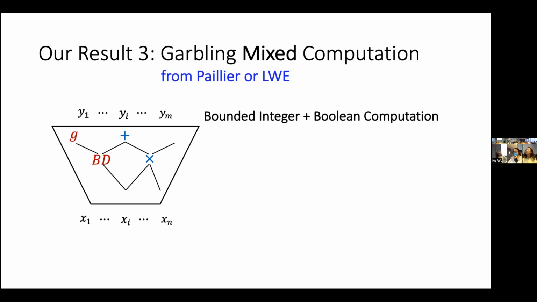So our last result is that sometimes we might consider computation which is neither purely Boolean nor purely arithmetic. Then we call this mixed computation, and we can garble this kind of computation. In particular, we consider a mix of integer computation with Boolean computation.